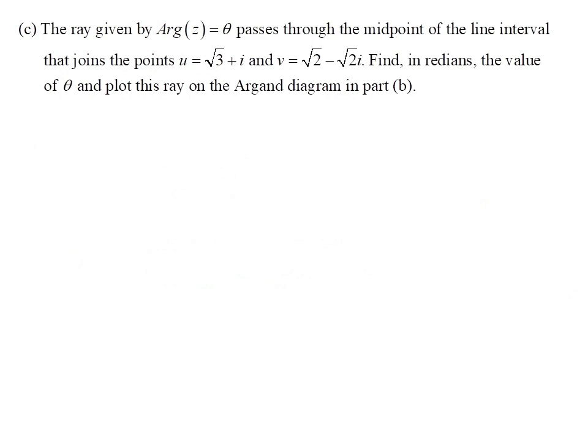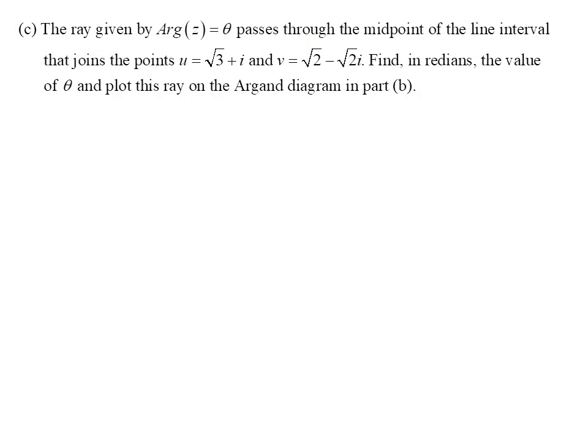Part C of this question states that the ray given by argument of z equals theta passes through the midpoint of the line interval that joins points u equals square root 3 plus i and v equals square root 2 minus square root 2 i. The question is to find the value of theta and plot this ray on the Argand diagram as shown in part B.